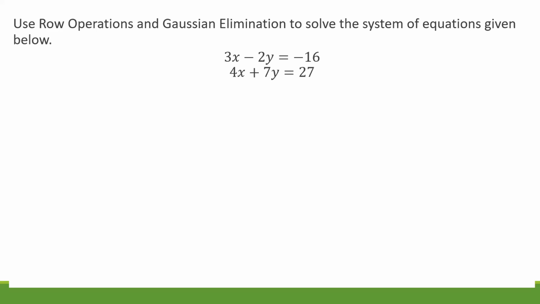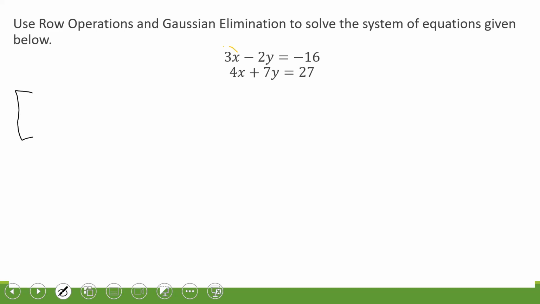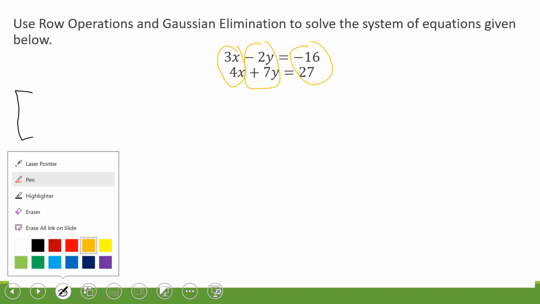To solve this problem, or to find the values of x and y in the system of equations, the first thing we need to do is take the given system and write it in a matrix. And the way we do that is we create a matrix that has two rows, since there are two equations, and it's going to have three columns, since we see in the equation that there are the two variables. So I have a column for each variable, and then a third column for the numbers.